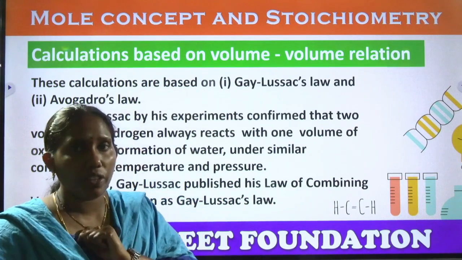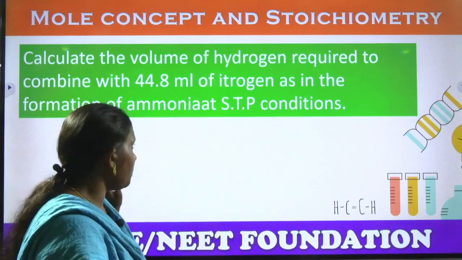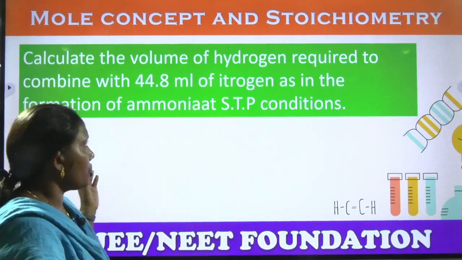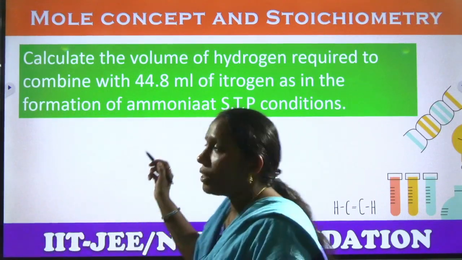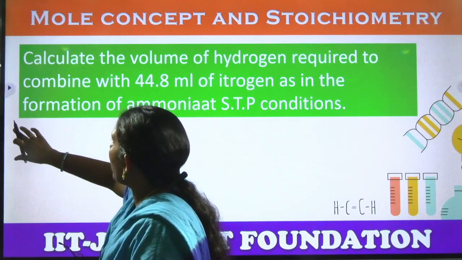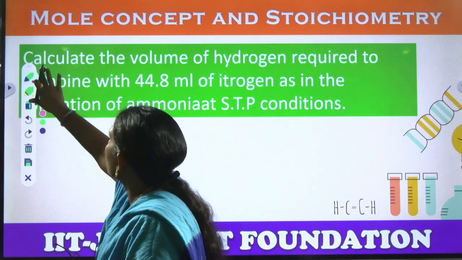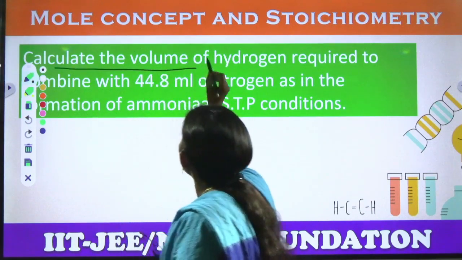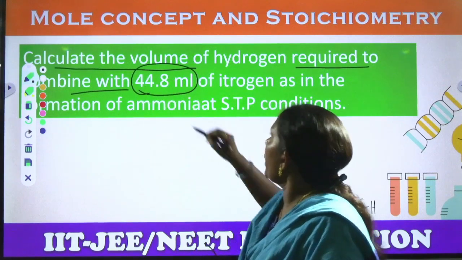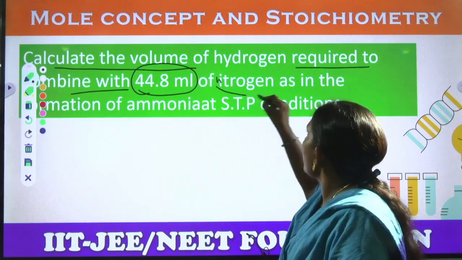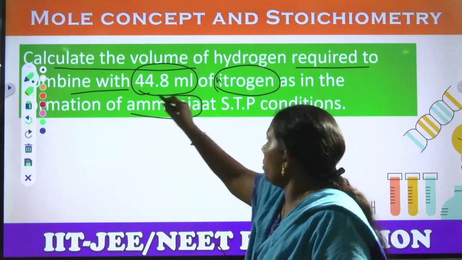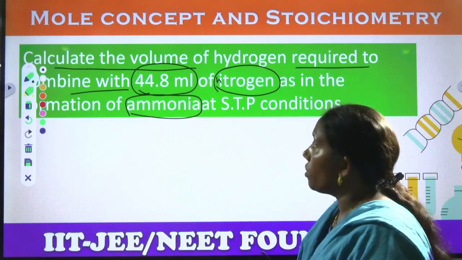Let us do one problem with that, then you will understand better. This is the problem given: calculate the volume of hydrogen required to combine with 44.8 ml of nitrogen in the formation of ammonia at STP. So he is asking to calculate the volume of hydrogen.